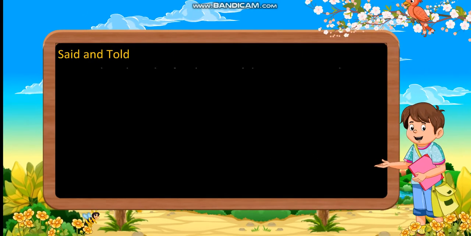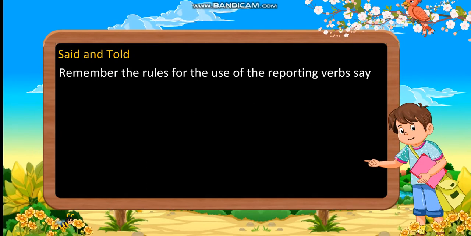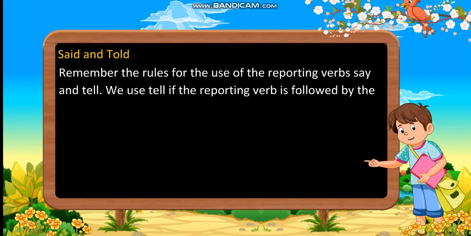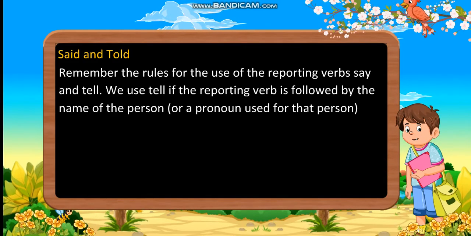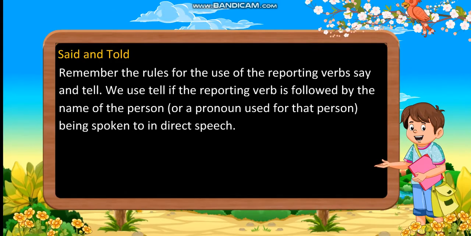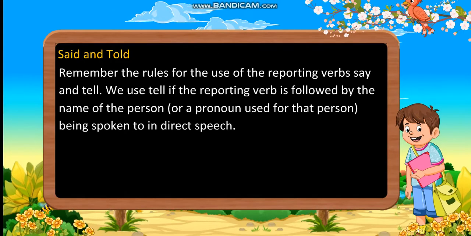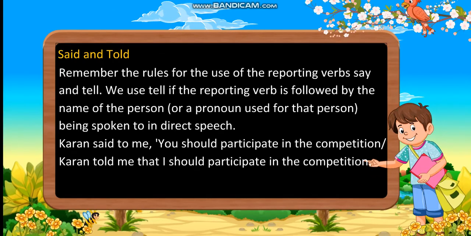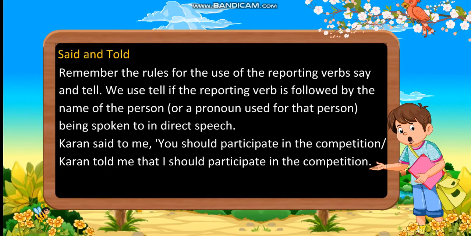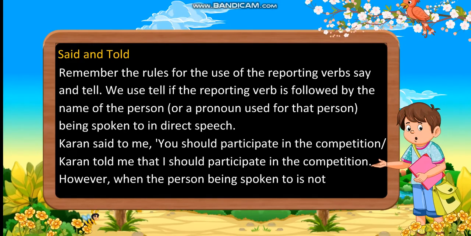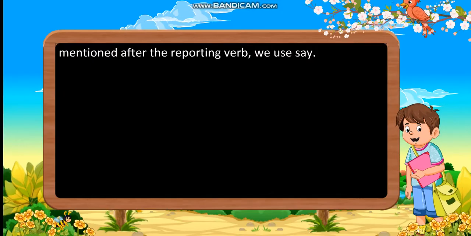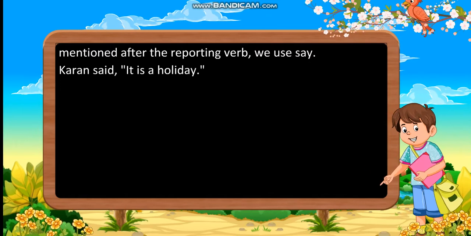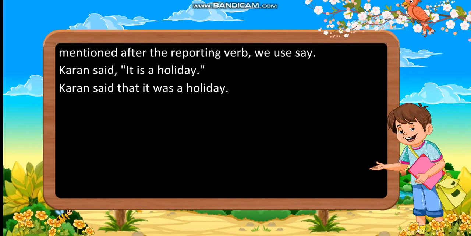Said and told. Remember the rules for the use of the reporting verbs say and tell. We use tell if the reporting verb is followed by the name of the person or a pronoun used for that person being spoken to in direct speech. Karan said to me, "You should participate in the competition." Karan told me that I should participate in the competition. However, when the person being spoken to is not mentioned after the reporting verb, we use say. Karan said, "It is a holiday." Karan said that it was a holiday.